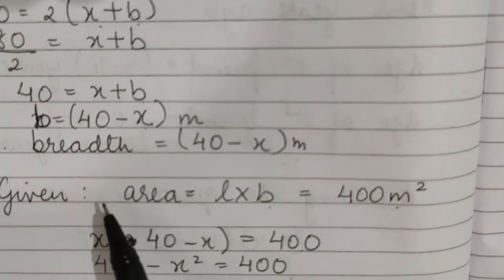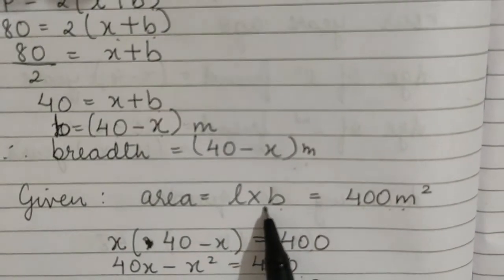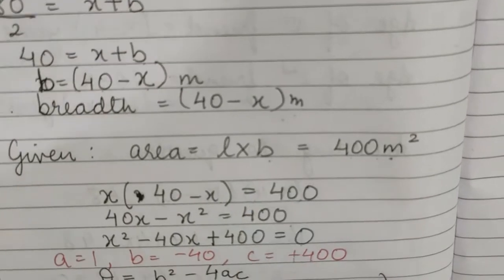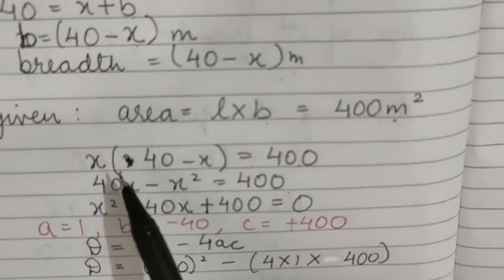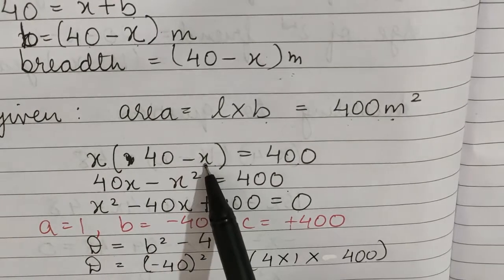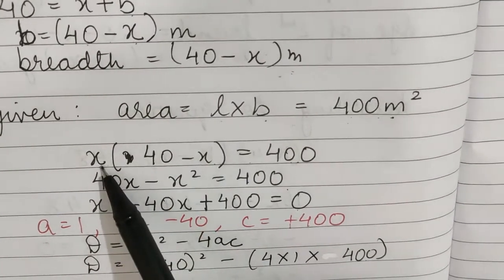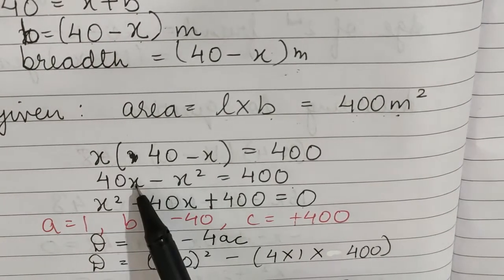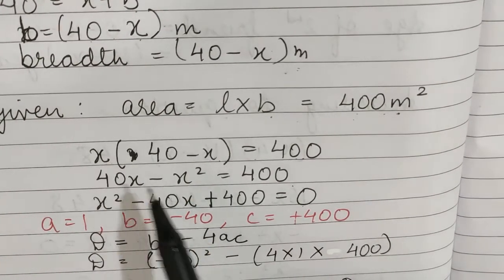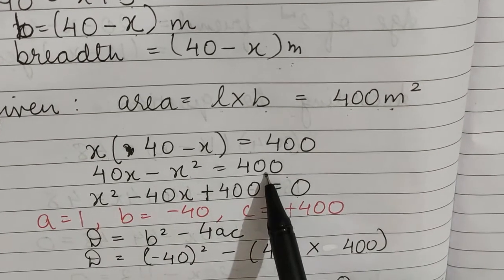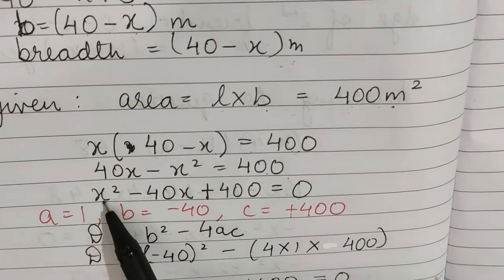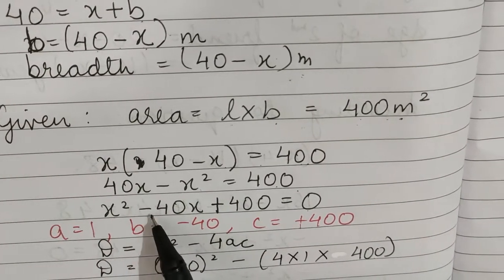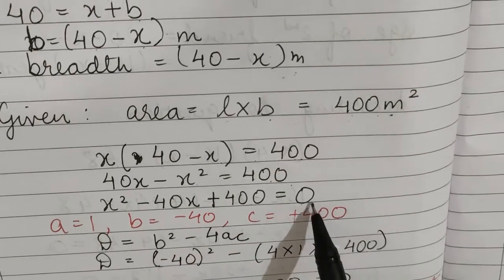Now we are given that the area is 400 square meters. What is the area of a rectangle? Length into breadth. So let us substitute this: x multiplied by (40 minus x) equals 400. That means length is x and breadth is 40 minus x. Now 40 multiplied by x gives 40x, minus x multiplied by x gives minus x square, equals 400. After solving this, we shift this term to the RHS and we get x square minus 40x plus 400 equals 0.